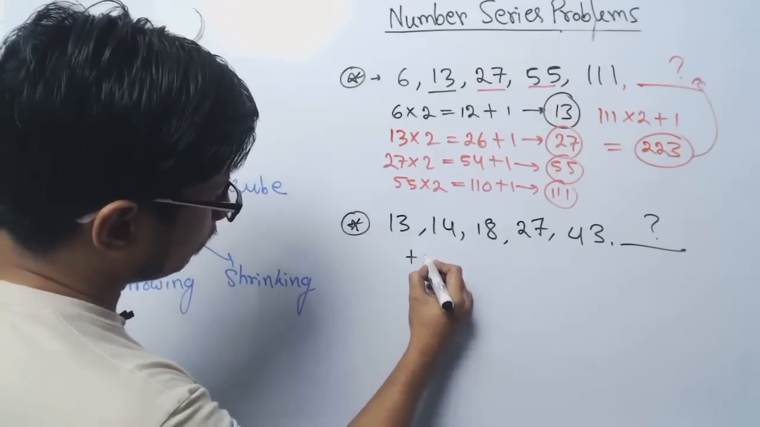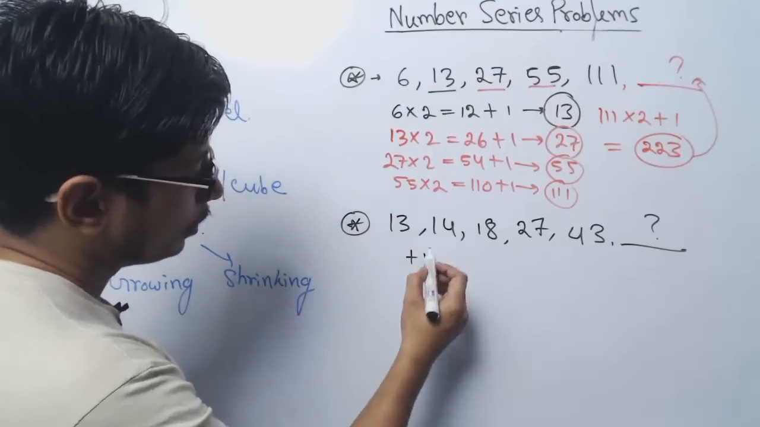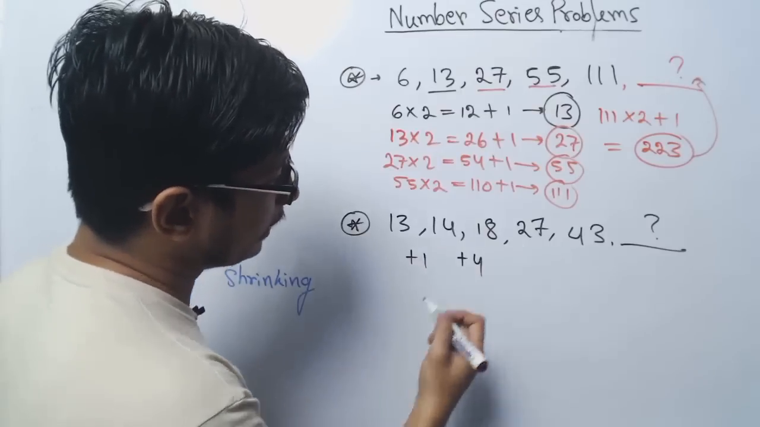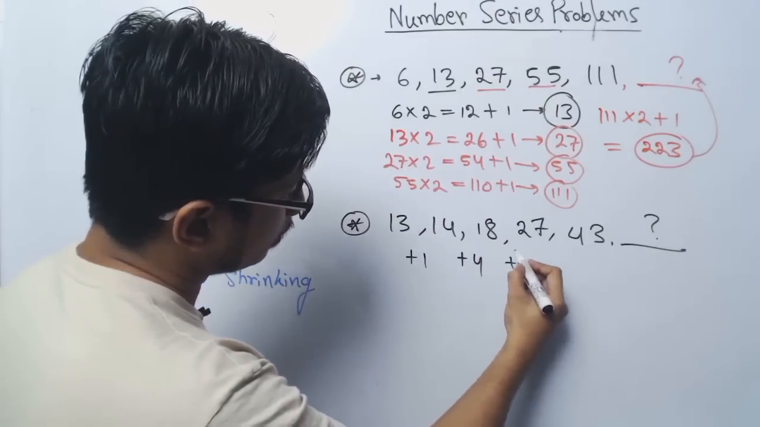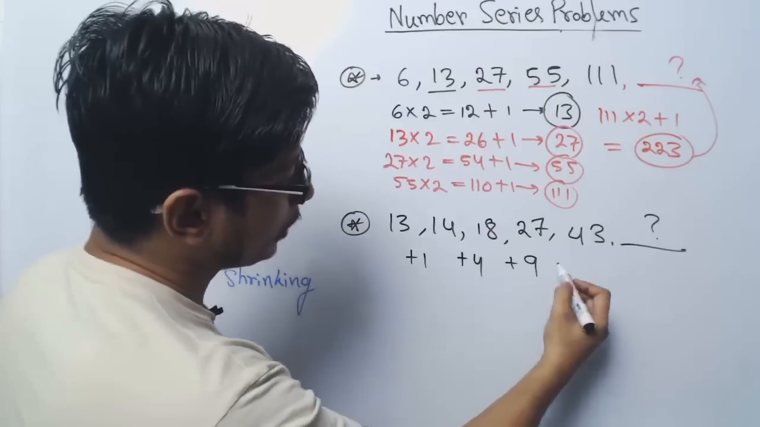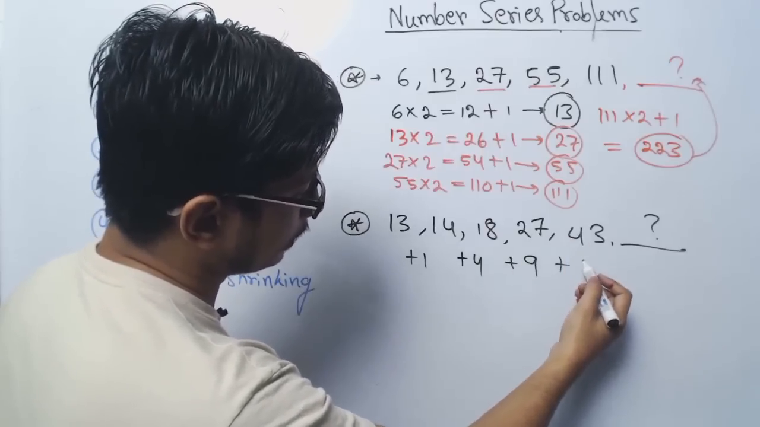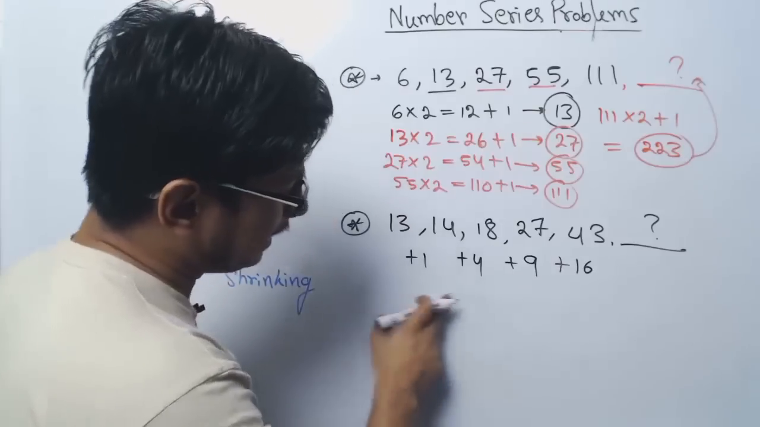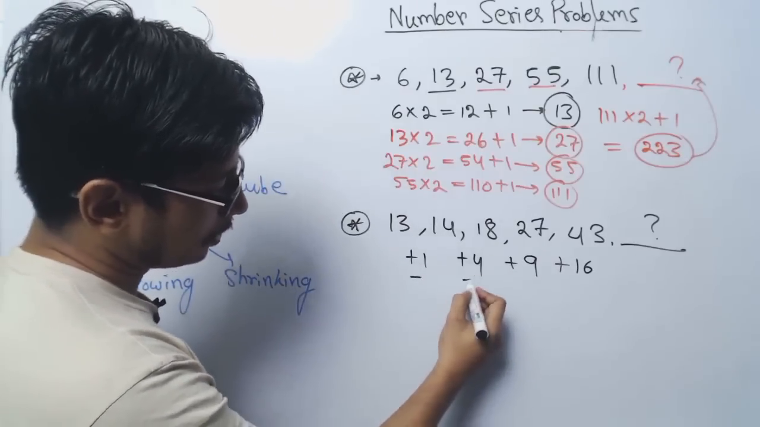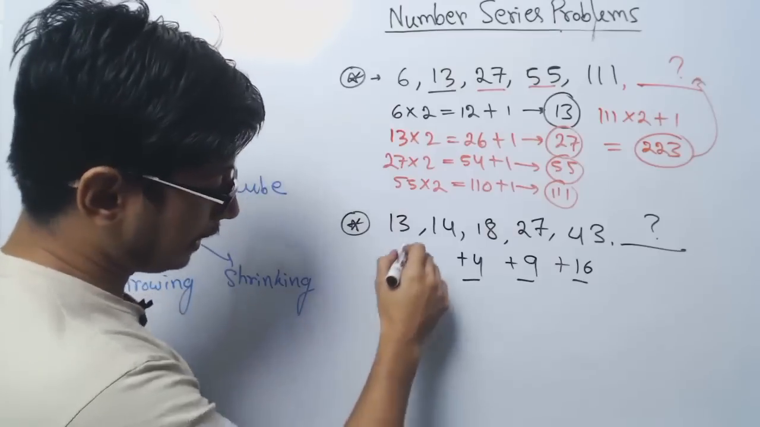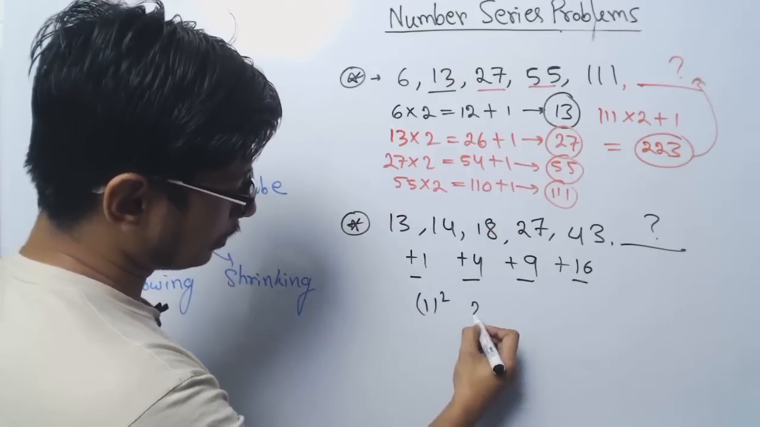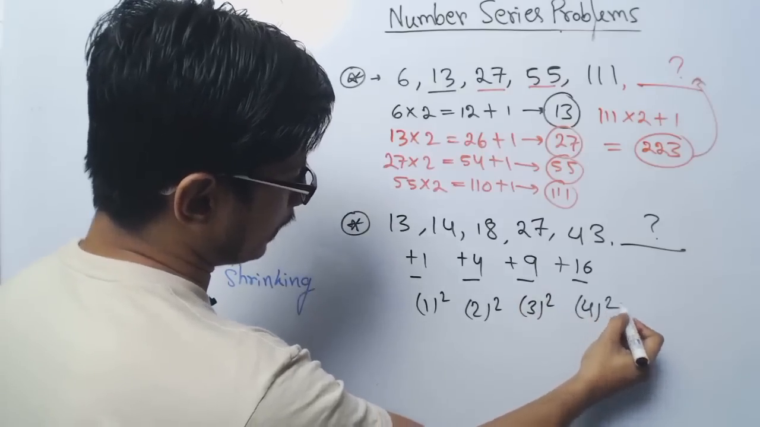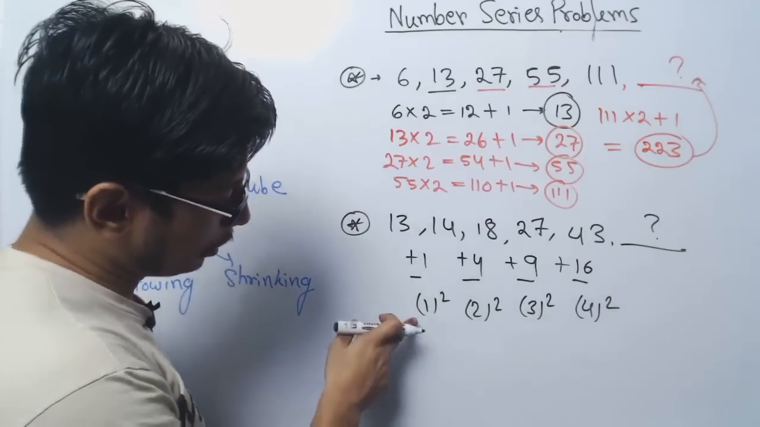So we have 13, we get plus 1, we get 14. 14 plus 4, we get 18. From 18 to 27, we get 9. From 27 to 43, if we do the subtraction, it will give us 16. So now, see the link. 1, 4, 9, 16. We can again break them down. 1 square, 2 square is 4, 3 square is 9, 4 square is 16. So we're going 1, 2, 3, 4.